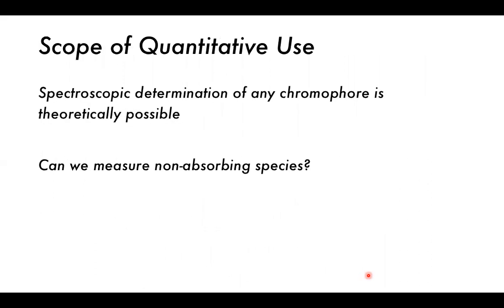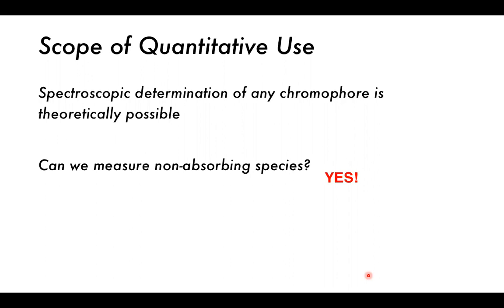Okay, so that's how we would use dilution factors to determine concentrations, and how we would calculate back. Now, the scope of quantitative use. So far we've only been dealing with things that actually absorb in the UV-Vis region of the spectrum, but that's the normal stuff. Any chromophore can theoretically be determined spectroscopically. But can we measure non-absorbing species, like certain metal ions which don't absorb in the UV or Vis, or certain other species which have complicated relationships with their internal bonding? The answer is yes, we can.